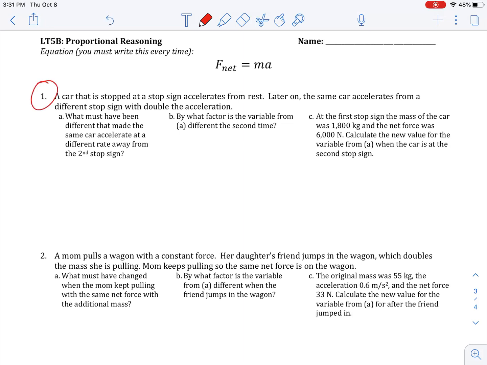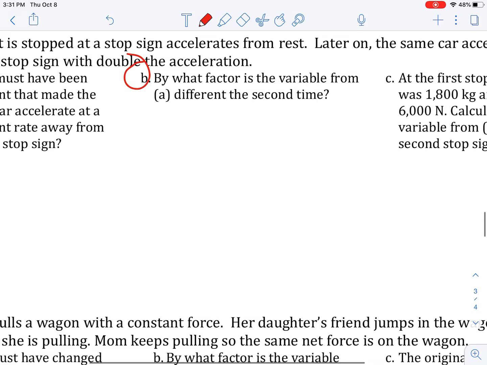All right, number one, a car that is stopped at a stop sign accelerates from rest. Later on, the same car accelerates from a different stop sign with double the acceleration. By what factor is the... Oh, sorry. Okay. I always recommend you just jump straight into part B. I think that's the easiest way to get going.